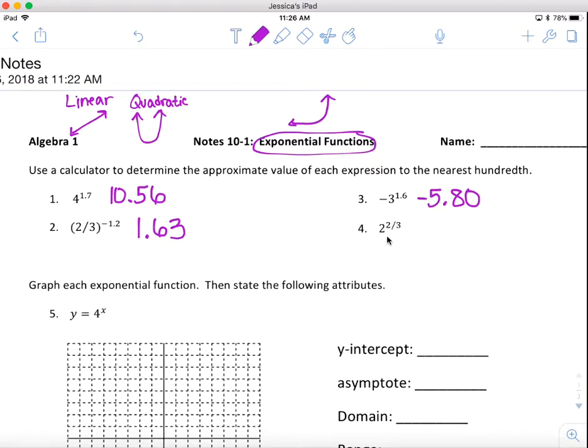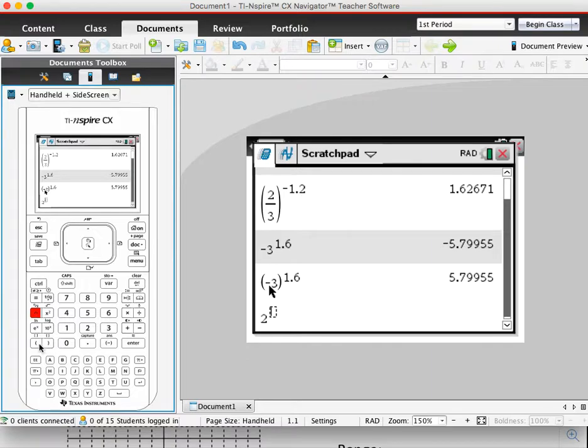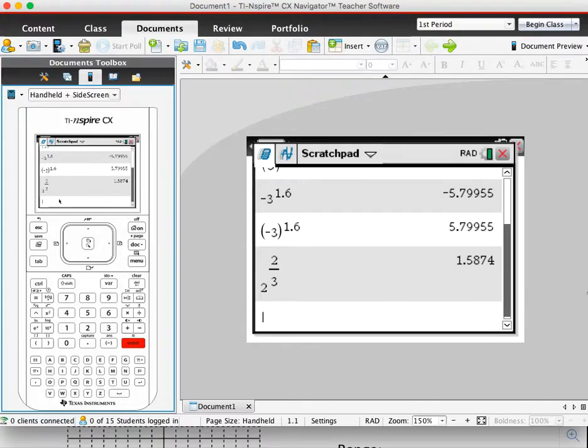Moving on to the last one, we have 2 to the 2/3 power. You have to be really careful when you plug this in because 2/3, that whole thing, is your exponent. So when you type this into your calculator, your base is 2, and then you're raising it to the 2/3 power. I would recommend putting it in parentheses to be sure that the whole thing of 2/3 gets included in the exponent. Our answer here is 1.5874.